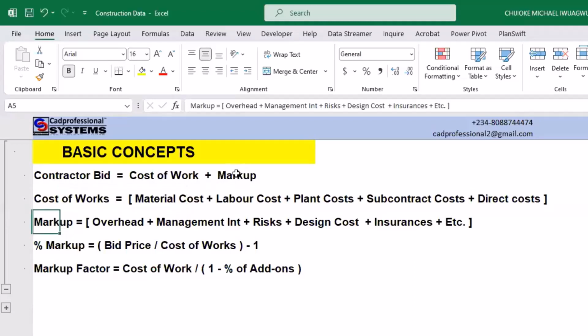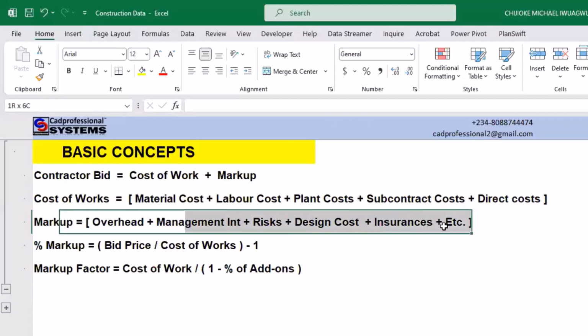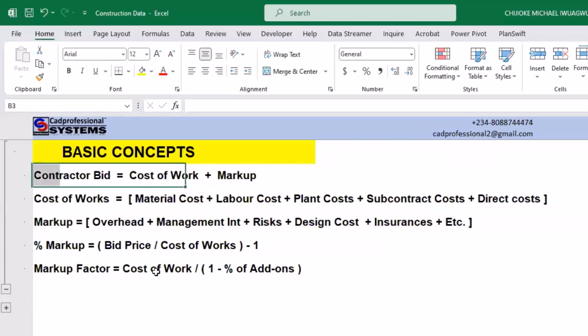Now, the other part, which is the markup. The major components of your markup, which we explained under overhead, are your overhead, management interest, risk interest, design costs, insurances, etc., and so many other things. So the more things you have making up your overhead or markup, the higher the cost of your bid would be. But because all the contractors are bidding on established standard information, call it bill of quantity, call it contract documents, which is uniform for everybody, it simply means that the only thing that will make the difference in all of their costing will be the composition of their markup.